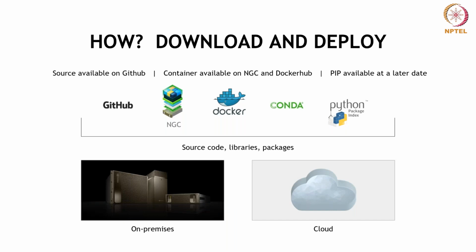One thing I told you about Rapids is that it is available on GitHub. The source code is available on GitHub. It is available via different kinds of platforms. You can install it via a Python package like pip. You can install it using Conda. You can also use Docker, or you can download it as a container from NVIDIA GPU Cloud, or you can take it directly from GitHub. And you can run it on any system, including cloud as well as on-premise.